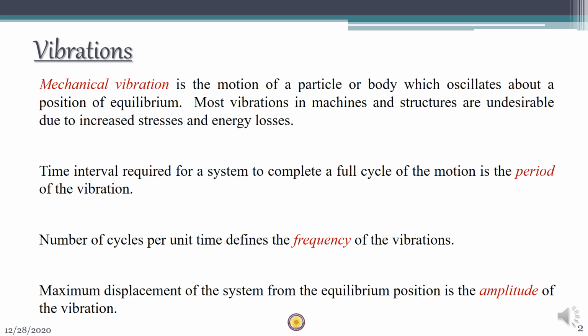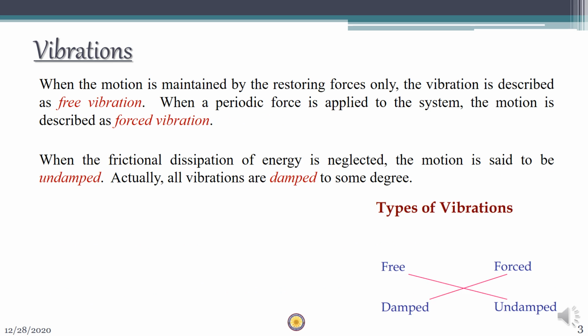Another thing we already know is the time period of vibration, which is the time required to complete one complete to-and-from motion, or one complete oscillation. Frequency is the number of cycles per unit time, which is the inverse of the time period. The maximum displacement of a system from the mean or equilibrium position is called the amplitude of the vibration.